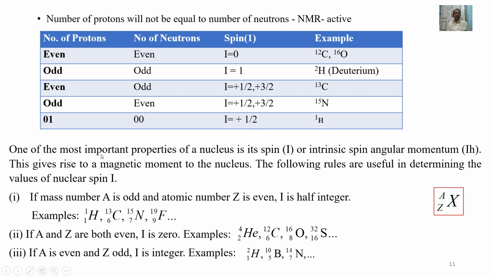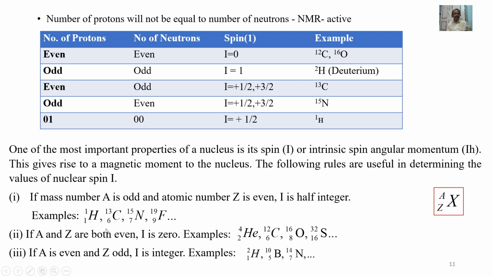One of the most important properties of a nucleus is its spin, which is represented in terms of I, or intrinsic spin angular momentum, Iħ. This gives rise to a magnetic moment to the nucleus. The following rules are useful in determining the values of nuclear spin I. If a mass number A is odd and the atomic number Z is even, then I is half integer, where X is the element, A is the mass number and Z is the atomic number.